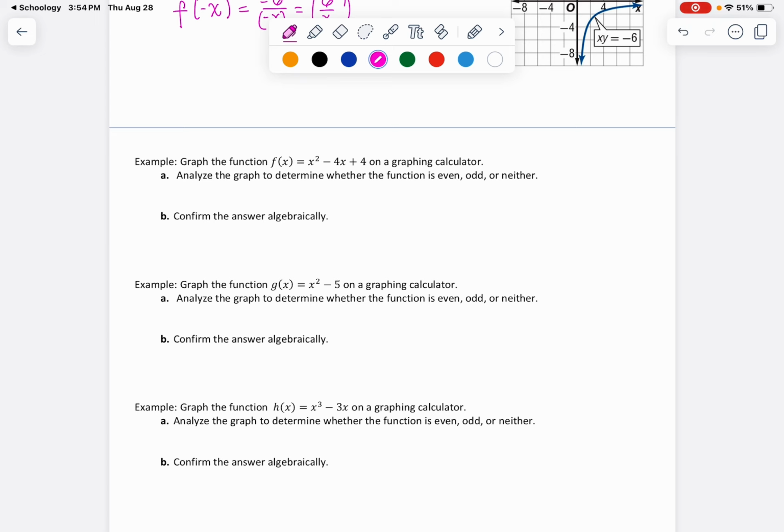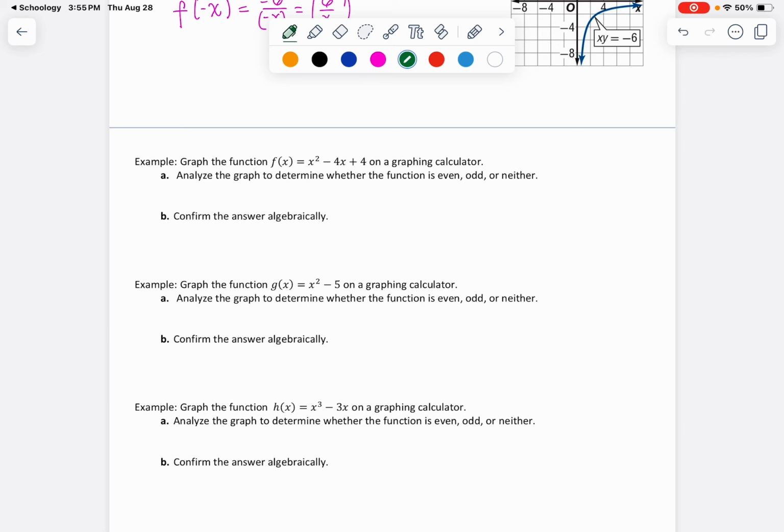I don't like how it's confirmed algebraically, but look at the graph first because this is going to be on a no calculator test. So I think we should do it algebraically first and then use our calculator to confirm that we're correct. And that's what we're going to do, okay? All right, so we're going to just show algebraically that the function is even, odd, or neither.